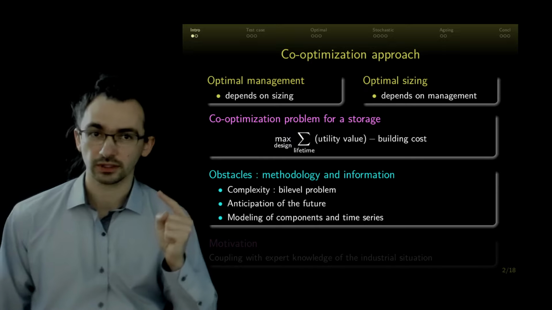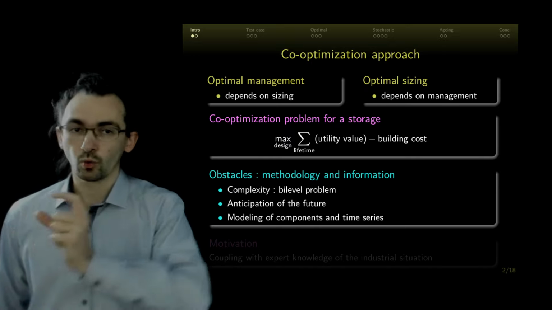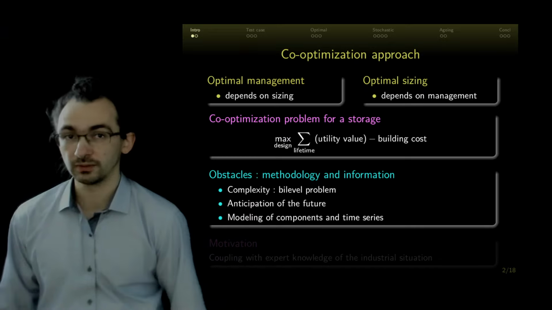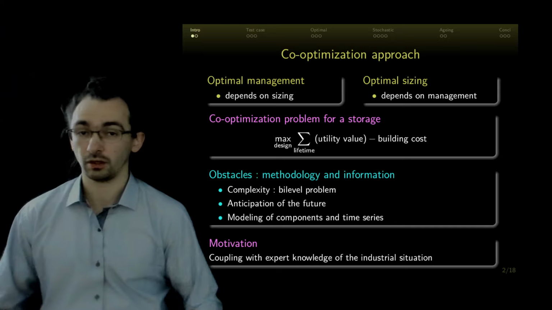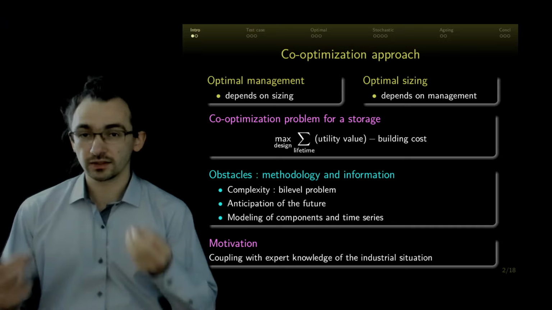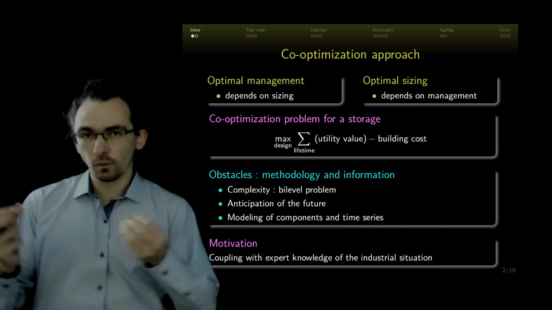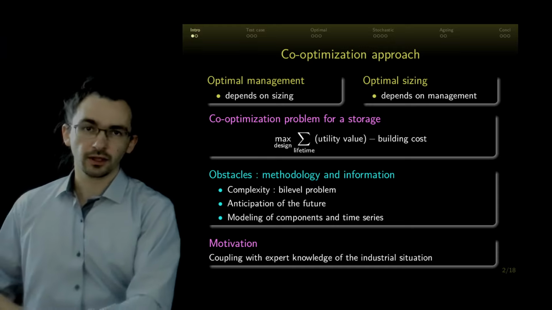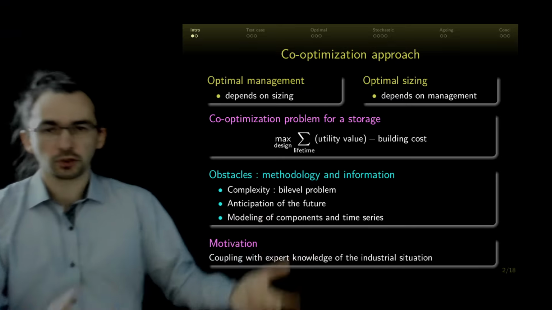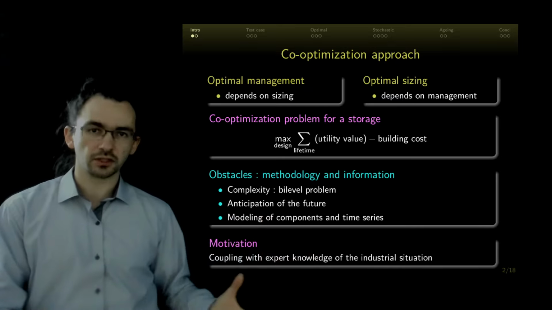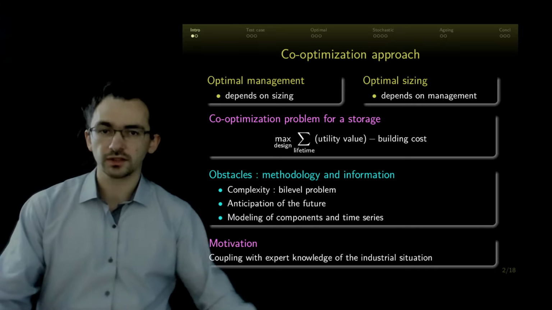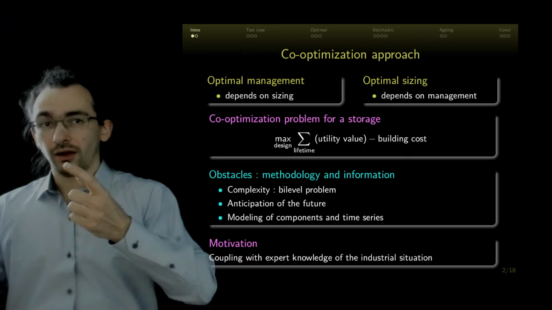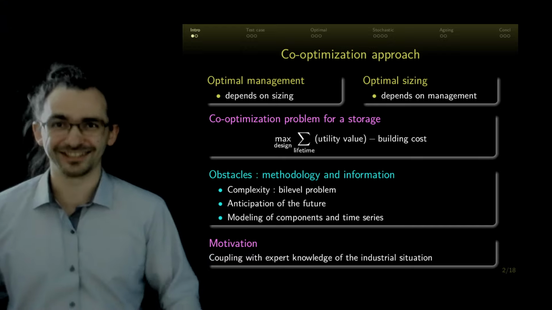But what I know for sure is that all of this uncertainty will have huge impacts on the decision, on the results of a co-optimization approach. So it is the motivation of my talk today. It is to highlight this coupling between a sizing methodology and the expert knowledge of the industrial situation such an asset could be used in, and the fact that we need to know what we don't know.